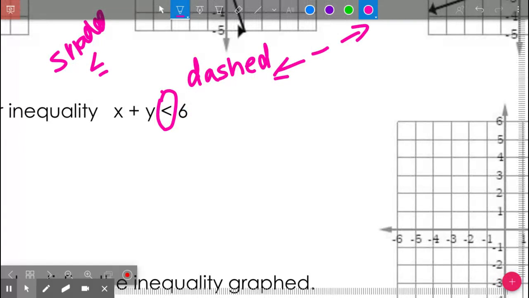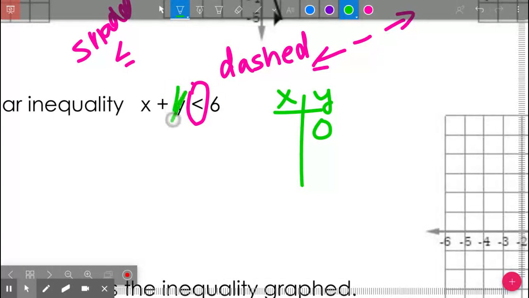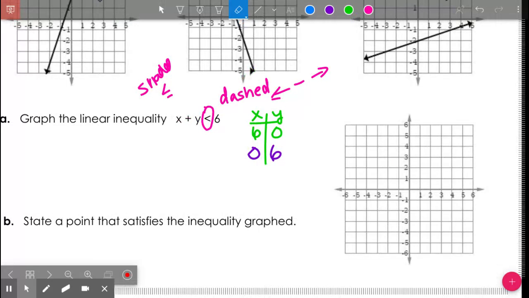Okay, the next thing we need is a table for our x's and y's. And we are going to let them take turns being 0 to find our x and y intercepts. So if my y is 0, then this y goes away, and x has to be 6. Okay, now I'm going to let my x be 0. And x goes away because 0. And then my y would have to be 6. And those are my x and y intercepts that I can use to graph my dashed boundary line for my inequality.